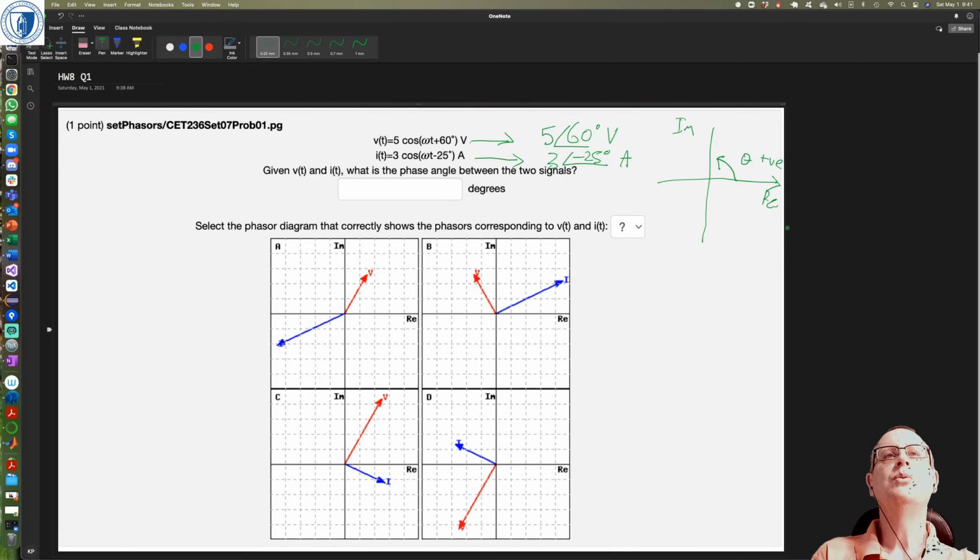Okay, so the red is the, so we want 60 degrees for V, okay, and we want minus 25 degrees. So if that's the positive direction, clockwise is the negative direction, and it's going to be down like that, I think. So that angle there is 25 degrees in the negative direction. So that's my I. Okay?